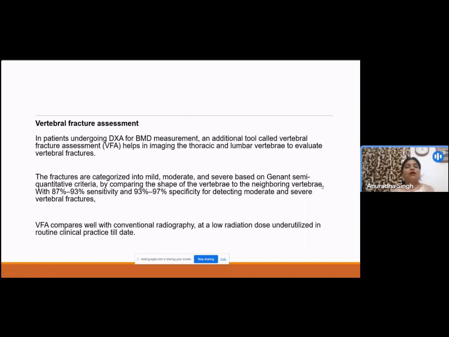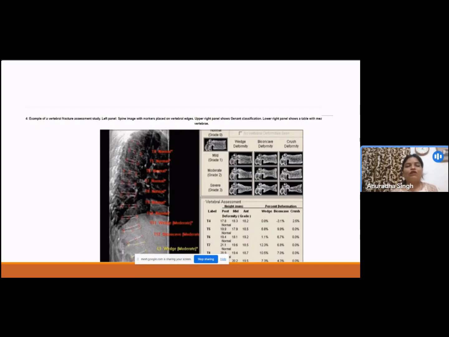simple X-ray. Another important tool which is less utilized is the vertebral fracture assessment. This vertebral fracture assessment is important, and on the basis of the morphological changes, the fracture of the ribs is categorized, or the severity of the ribs involvement is categorized into mild, moderate, and severe based on certain Genant scoring, which we talk about. It is a very sensitive method, although it compares well with the conventional radiography, but it is underutilized till date.